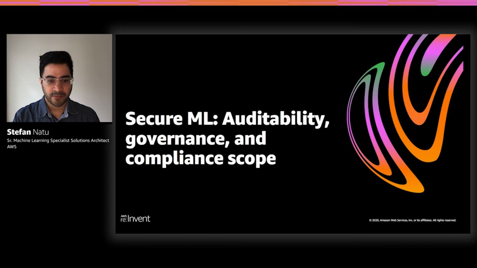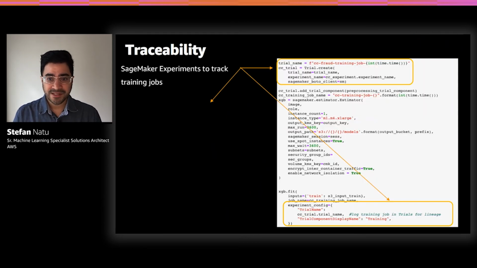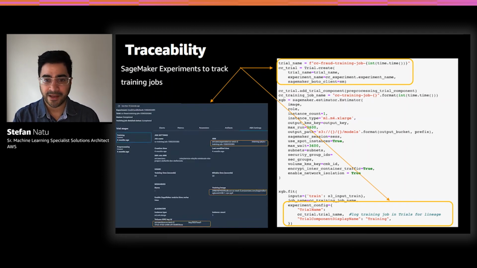So our final topic of today is going to be on auditability, governance, and compliance. Now with SageMaker experiments, you can easily trace the lineage of your training, processing, or your batch jobs and link that to the user profile or the IAM role of the user that initiated those jobs.